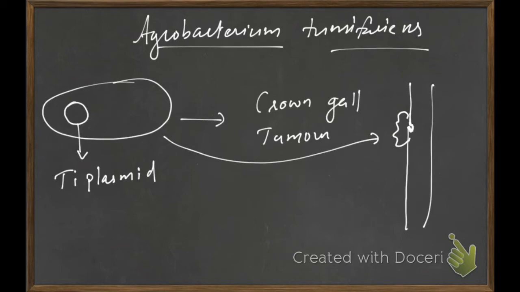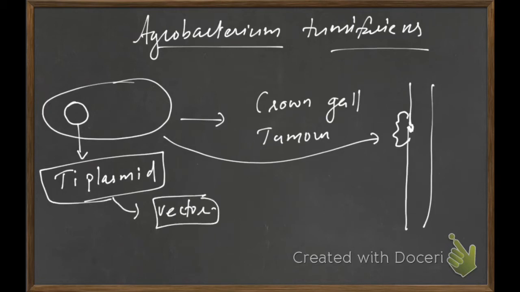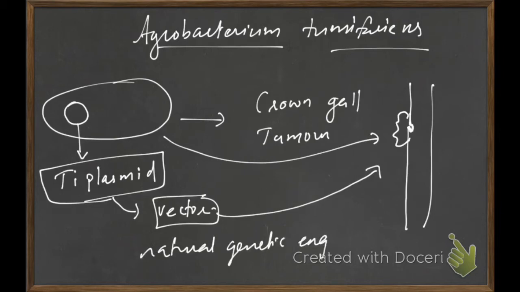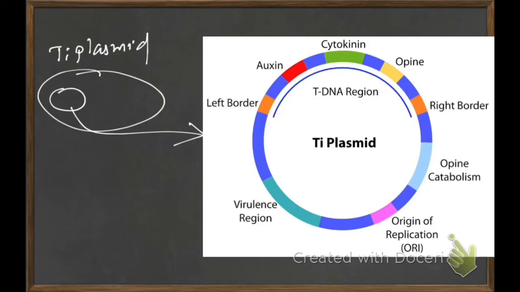Through many experiments, scientists revealed that this bacterium has a special plasmid known as Ti plasmid. This plasmid is the vector, and that vector carries certain genes to this plant and makes modifications in their cells, and that leads to the formation of crown gall. That's why Agrobacterium is known as natural genetic engineer.